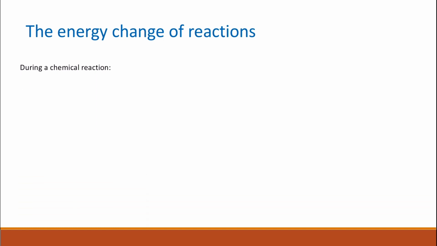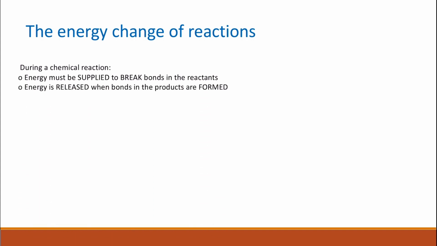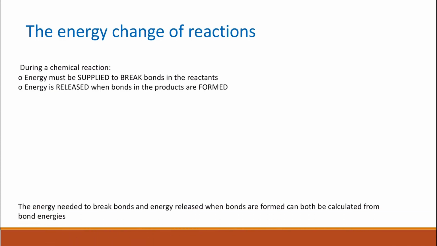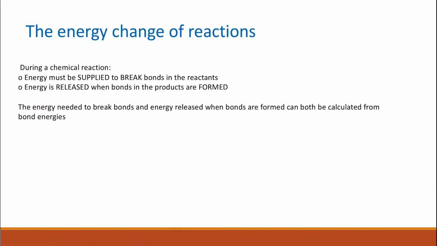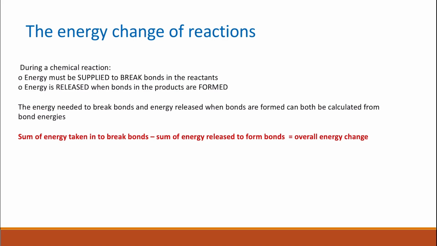So why is there an energy change during the reaction? During a chemical reaction, energy must be supplied to break the bonds between the reactants, and energy is released when the reactants start to react, or when bonds start to form in the products. So the energy needed to break the bonds and the energy released when the bonds are formed can both be calculated from the bond energy. The difference between these two will give us the overall energy change.